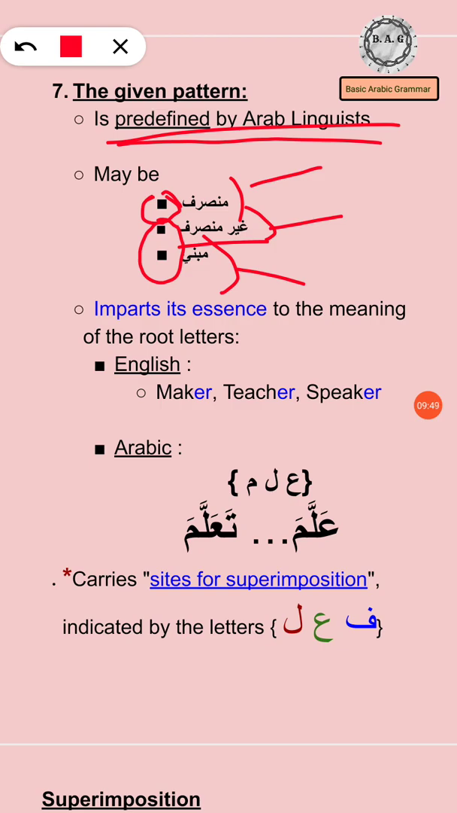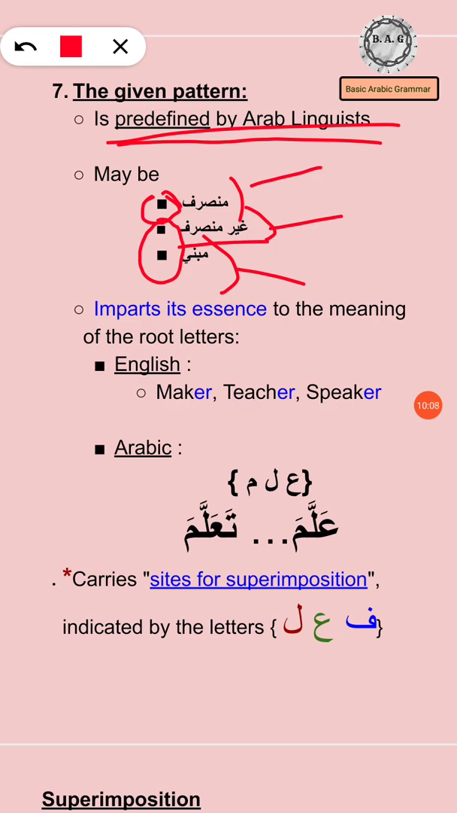If you want to know more about munsarif, ghair munsarif, and mabni asma, you can go back to the previous lessons. Perhaps you could have a look at the index, and you could simply watch that video. It's way better actually if you do that.